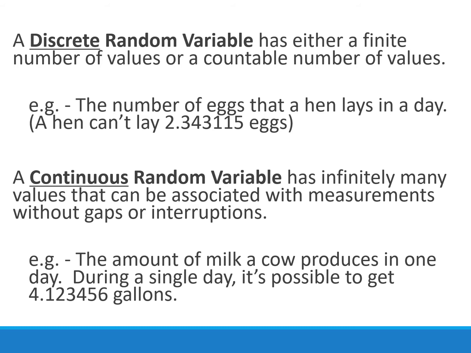The other is the continuous random variable. This takes on an infinite number of values in a continuous range, such as the amount of milk that a cow produces in a day. He might produce 1 gallon, 2 gallons, or anywhere in between that.